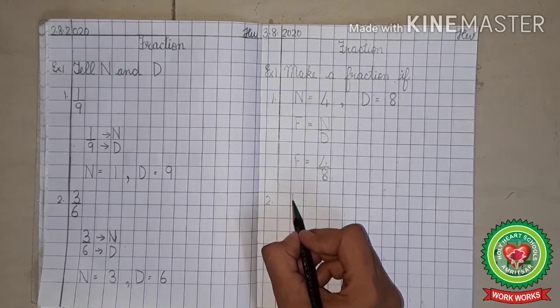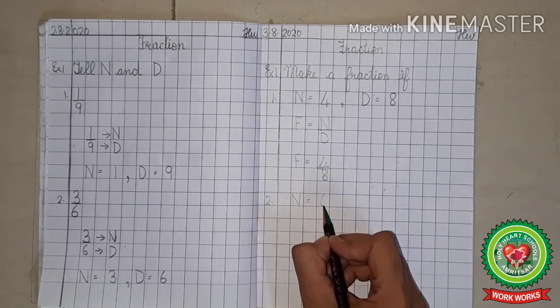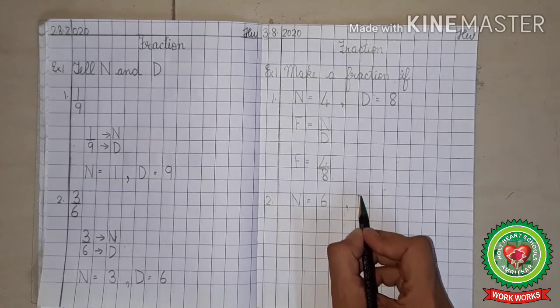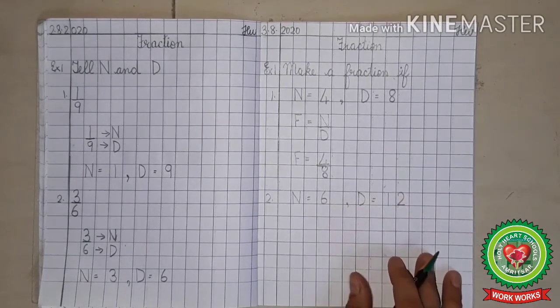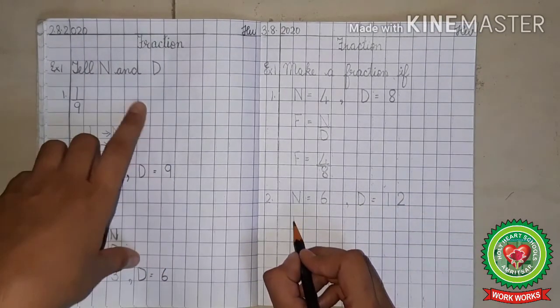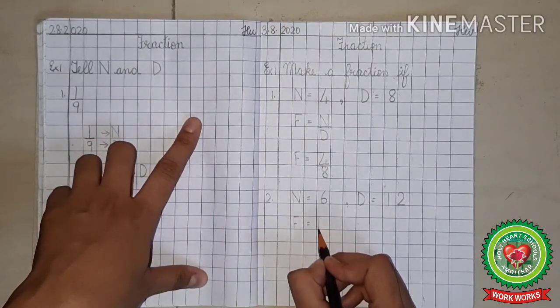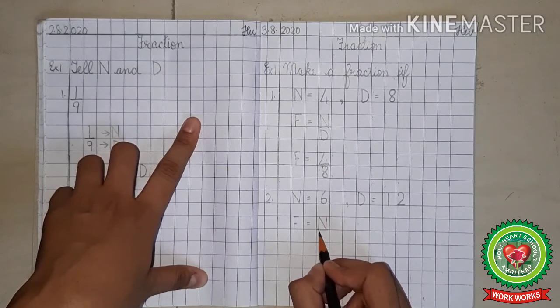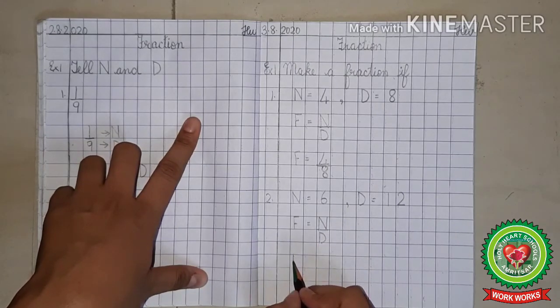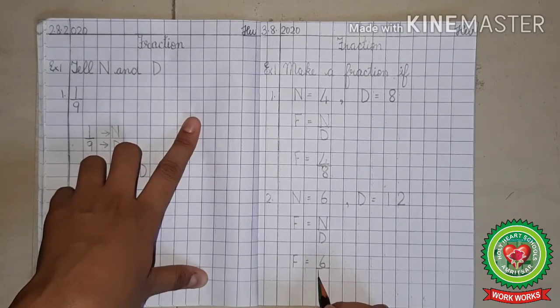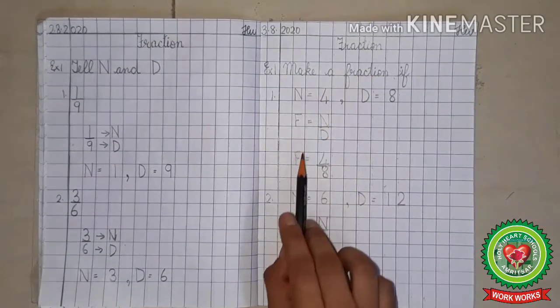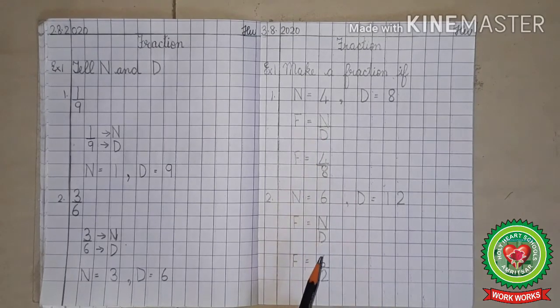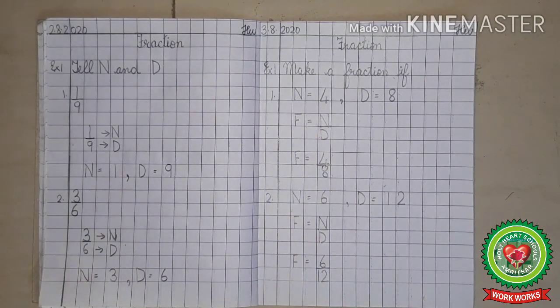Let us suppose our next sum is N is equal to 6, that is numerator, and D, denominator, is equal to 12, like this. Now again, what is fraction? F is equal to numerator upon denominator. Again leave one line. Fraction is equal to 6 upon 12, like this. Now you have to keep in mind, if fraction is asked, then you will write what is fraction, and the answer will be like this. I hope you are clear with the copy approach.